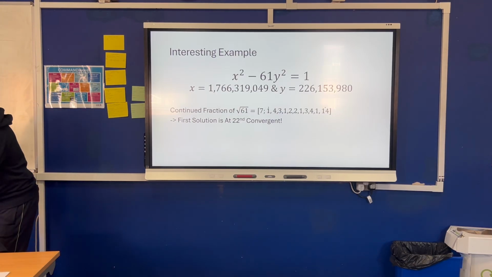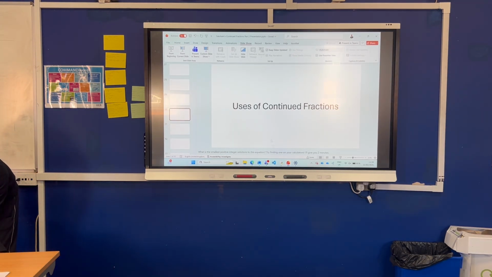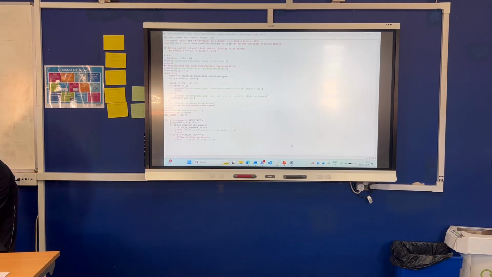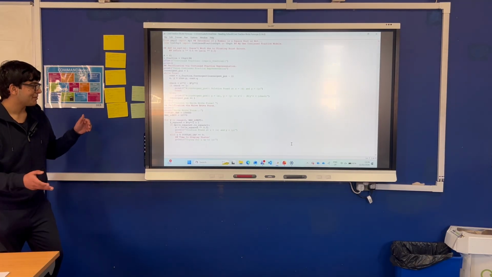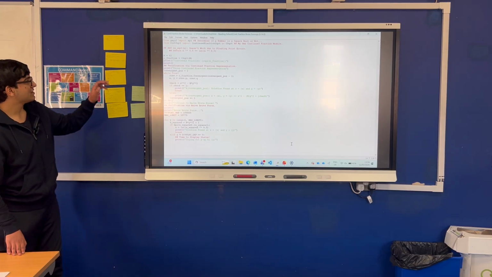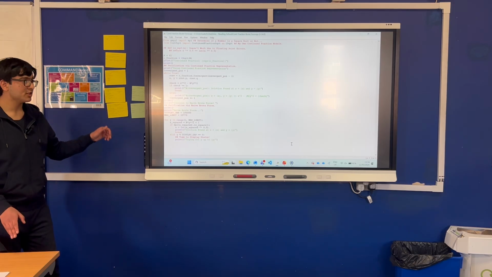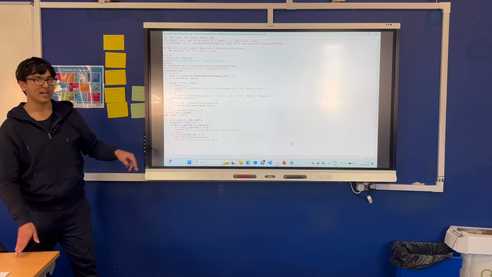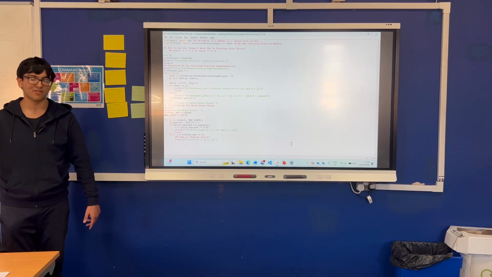Well, that's why I created a Python program to find it out. I'm not going to explain the Python program. Can everybody see this okay? Or should I zoom in? Okay. One of my biggest inspirations for this project was actually building my own continued fraction square root module that calculates continued fractions.